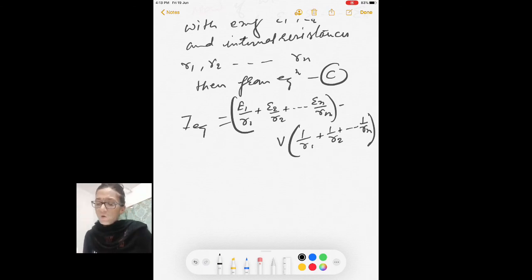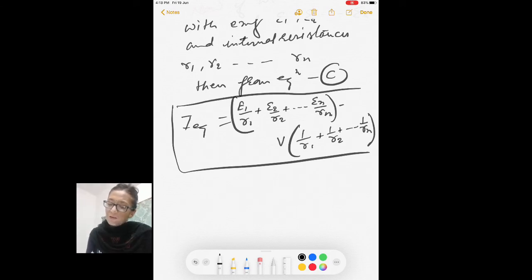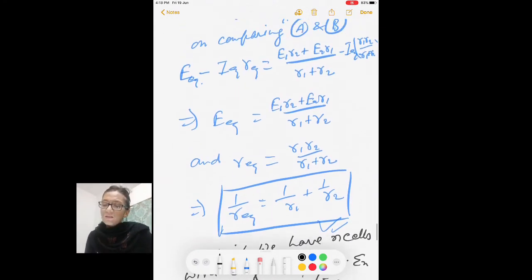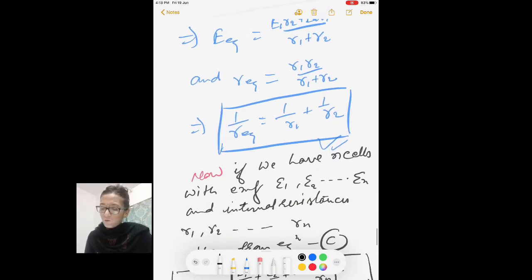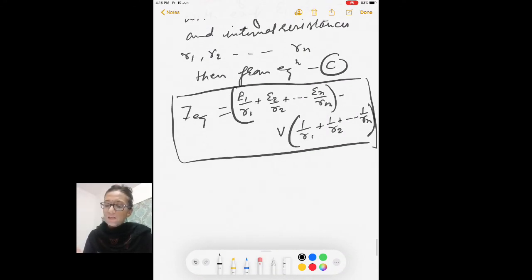So this is how you will be connecting more cells by this equation. This equation is very vital, very important. If you have more than 2 cells, 3 cells, 4 cells, you can use this equation. The earlier equation is not as useful while connecting more than 2 cells. So for connecting more than 2 cells, you will be using this equation.